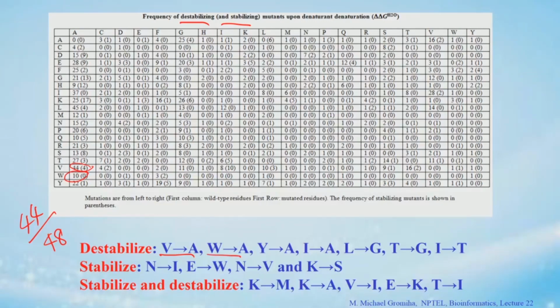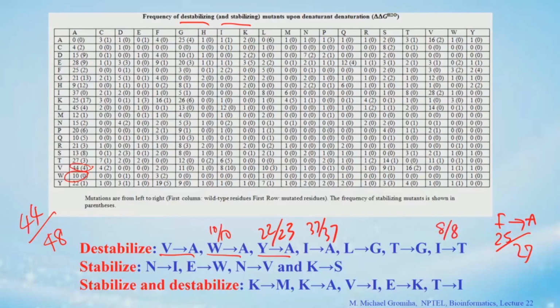Any other examples? Phenylalanine to alanine, F2A. If you take F2A, how many mutations? 27, of which 25 are destabilizing. Likewise Y2A, this is 23. I2A, 37 for 37. I2T, 8 by 8.